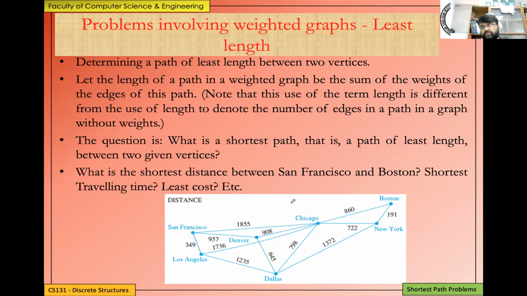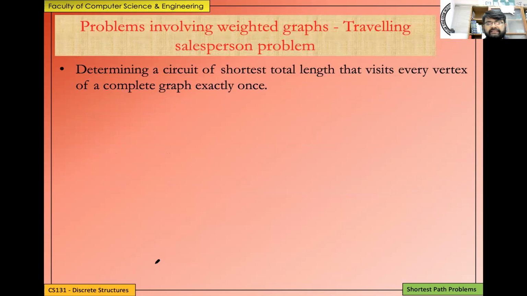So from point 1 to point 2, what is, for example, in this particular graph, what is the shortest distance between San Francisco and Boston, shortest traveling time or least cost, and so on, right? So depending on the weight, whatever it is, we can change the question. And we basically want to travel from San Francisco to Boston. And there are multiple paths that are available. For example, you can either go on this path or take a visit from New York, ultimately Chicago, New York, and onwards. You can go from Denver, Chicago, New York, and so on. There are a lot of different paths that are available for each question that is being asked.